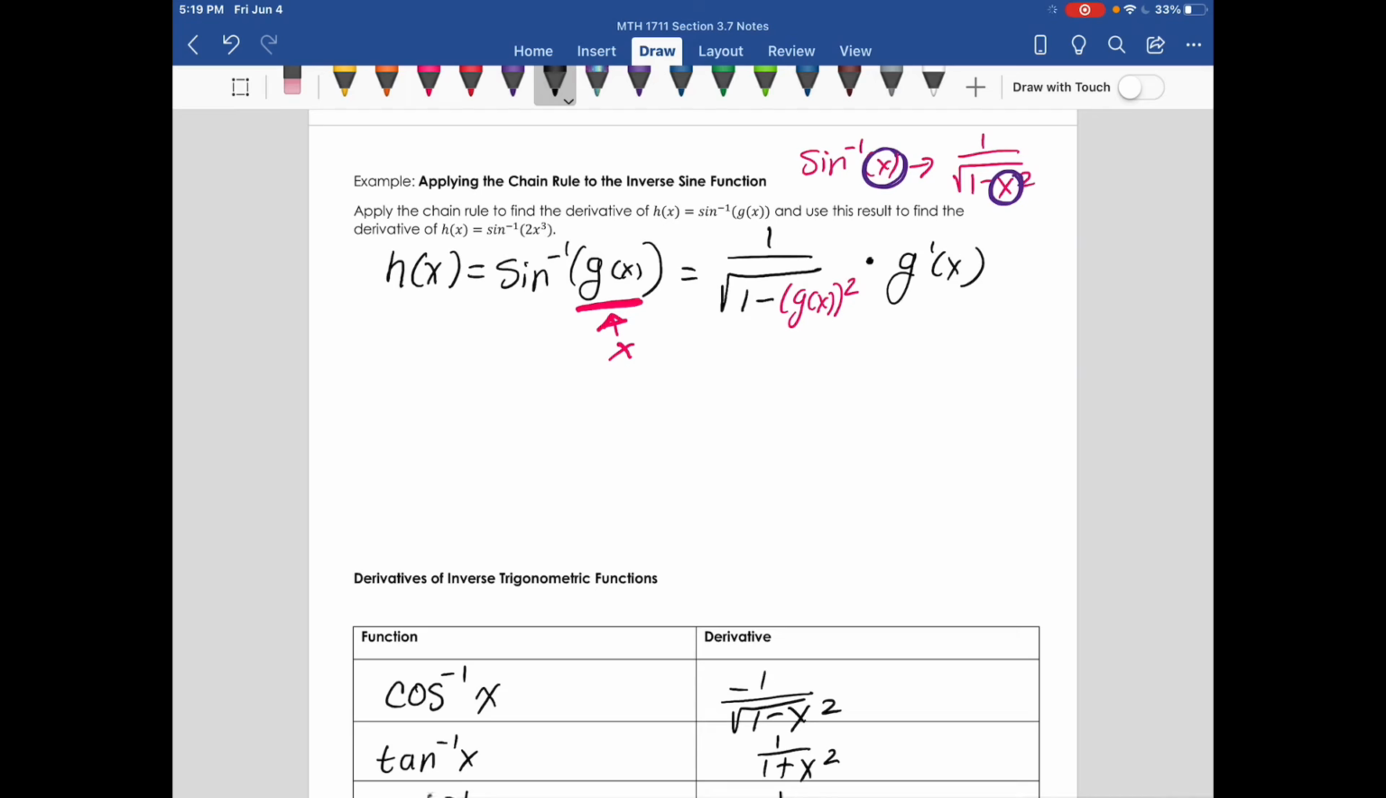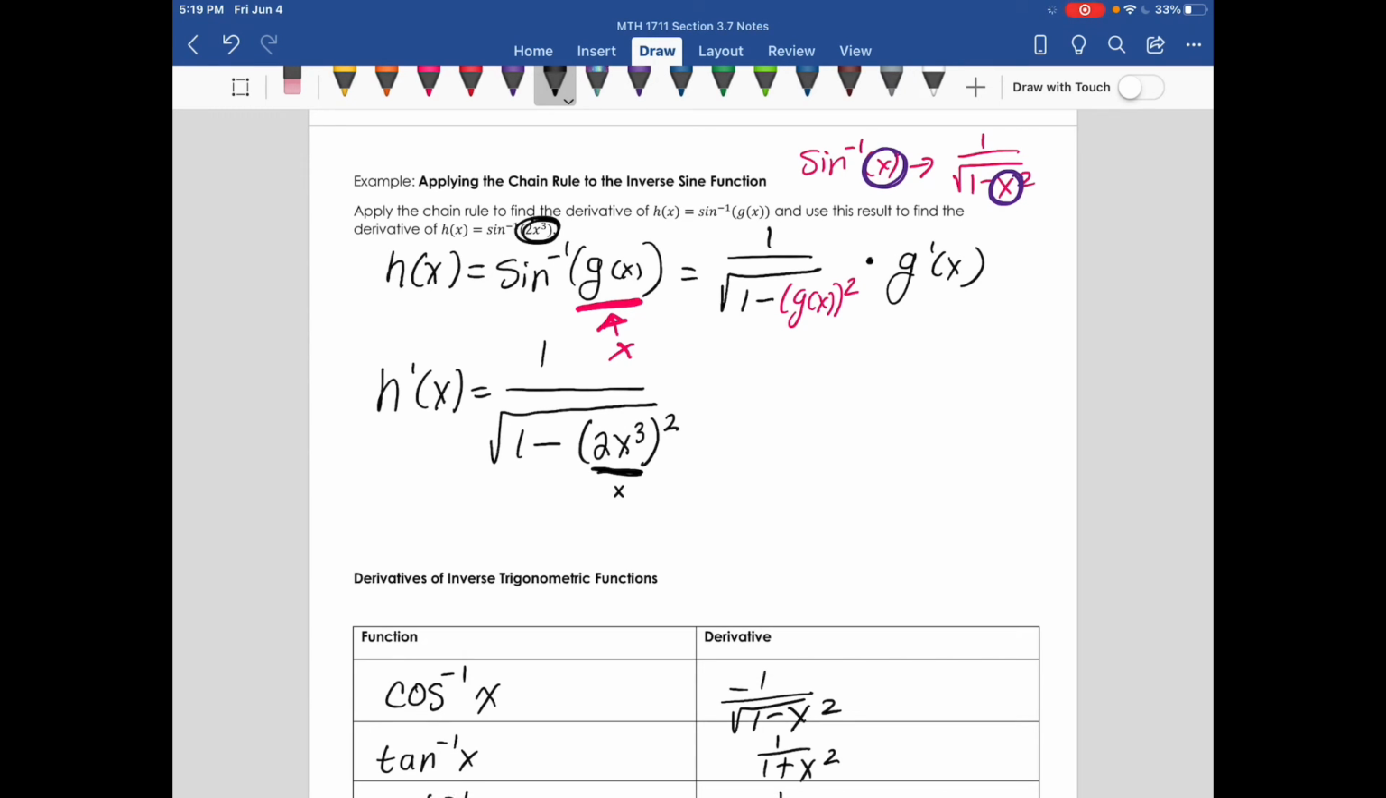And then because g of x is an inner function, using the chain rule, we have to multiply by the derivative of g of x. So now when we apply this to the actual function that they give us that has g of x plugged in as 2x to the third, h prime of x is going to be 1 over the square root of 1 minus, and whatever is inside here gets replaced for x.